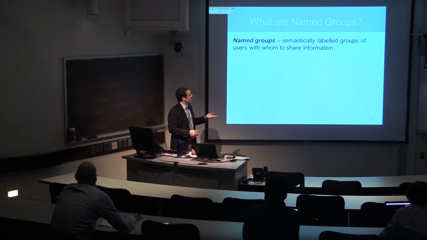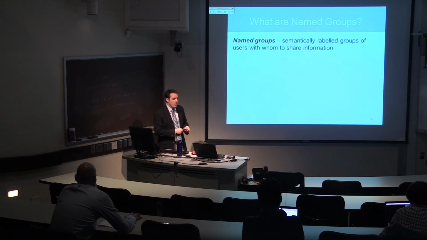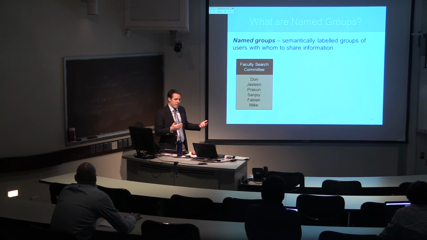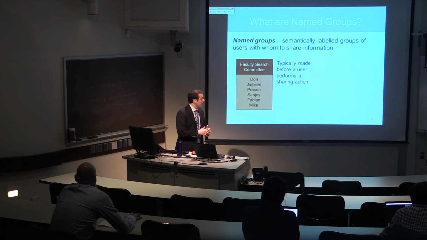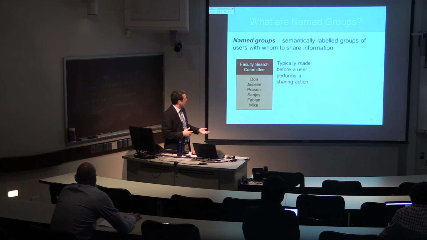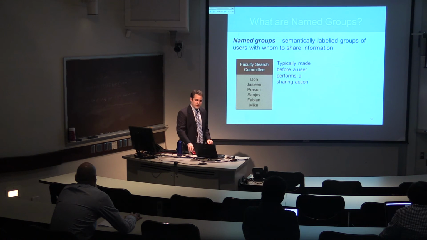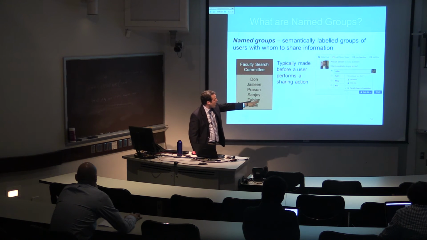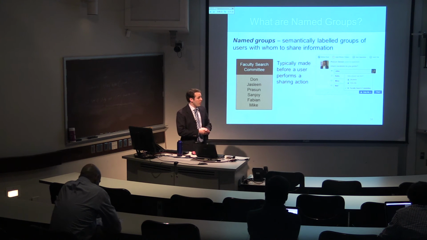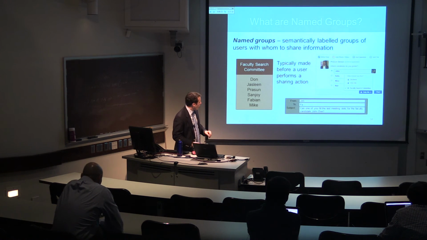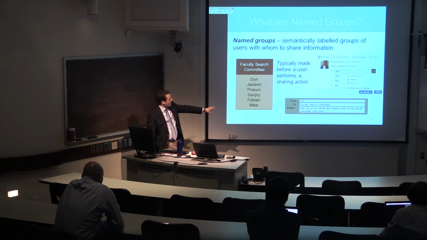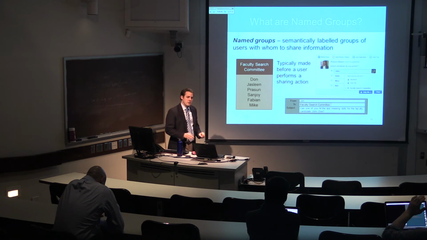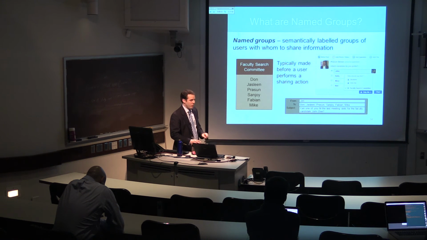Well, name groups are semantically labeled groups of users with whom to share information. For example, you may have a faculty search committee which contains many members. This is typically made before a user performs a sharing action, such as sharing some piece of information. Then that group can be used in those future sharing actions, such as setting privacy rights for some shared survey about a faculty candidate, or in the current state of the art in Gmail, this name group can be entered as a recipient of some email message. The system recognizes that as a name group and replaces it with the members of that group.